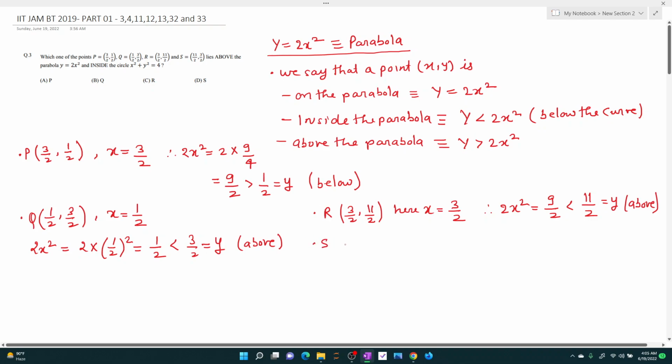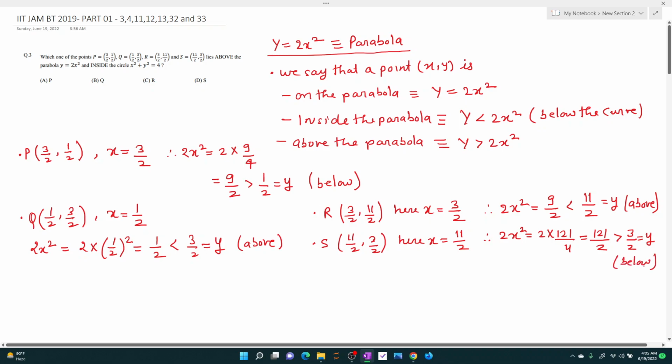Now the point S. So point S is (11/2, 3/2). Here the value of x is 11 by 2, and when we find the value of 2x square, this is twice the square of 11 by 2, that is 121 by 4, right? So the value is coming out to be 121 by 2, which is way larger than 3 by 2, that is y. So in this case 2x square is greater than y, so the point lies below.